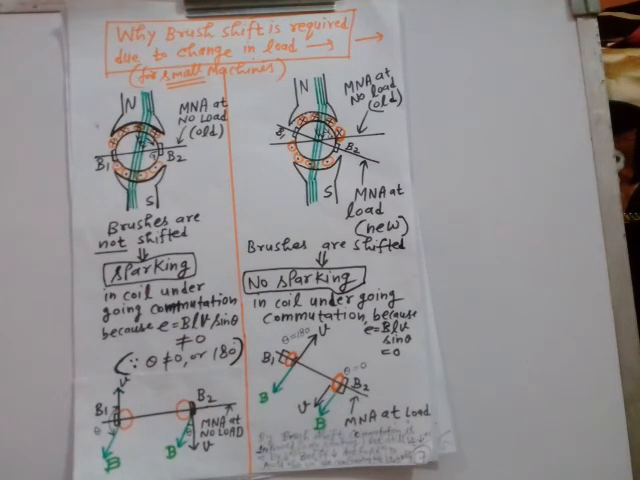My aim was to explain why brush shift is required due to change in load. You understand now? Brush shift is required because we want to avoid sparking, right? Sparking can be avoided by the brush shift method, by shifting the brushes. But this method, remember, is only limited to small DC machines and not for large DC machines, right? So hope it is clear to all of you.